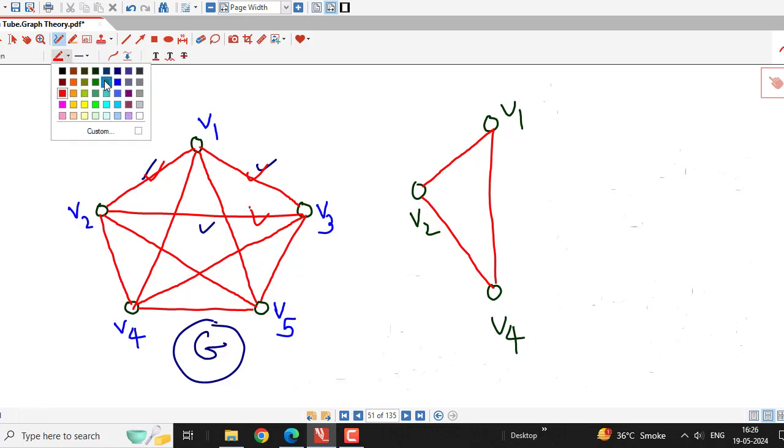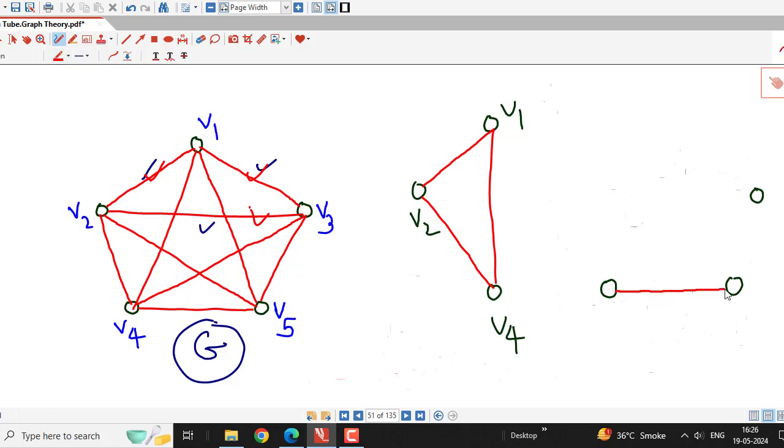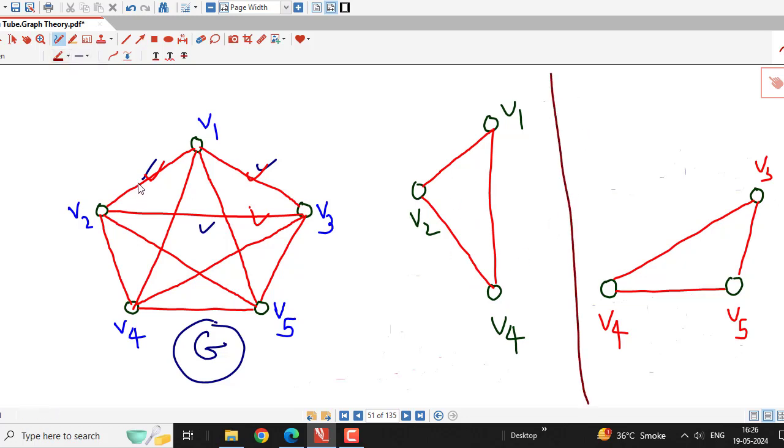And suppose I consider V4, V5 and V3. So here I am taking this edge connecting V4 and V5, V3 and V5, and V4 and V3. So here I have to write V4, V5 and V3. So in this subgraph I have taken these edges: edge connecting V1 and V2, edge connecting V2 and V4, and edge connecting V1 and V4.